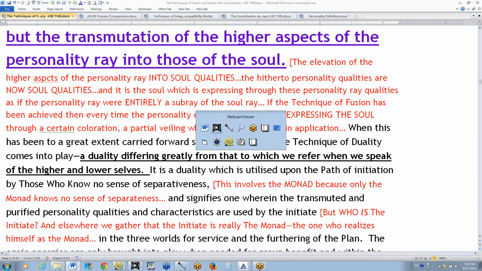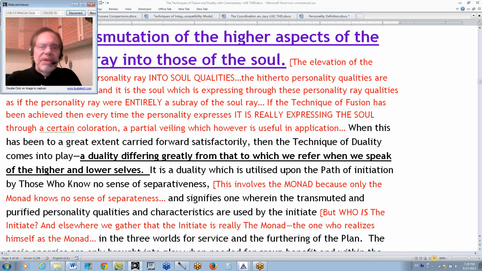And ultimately, since the initiate in a way is not made, the initiate is, the monad is.